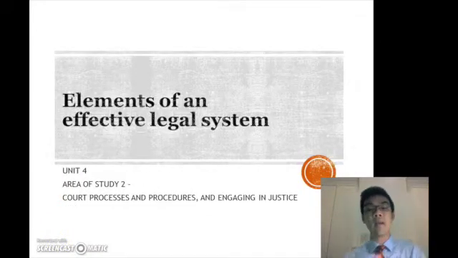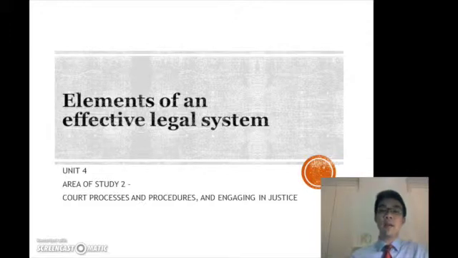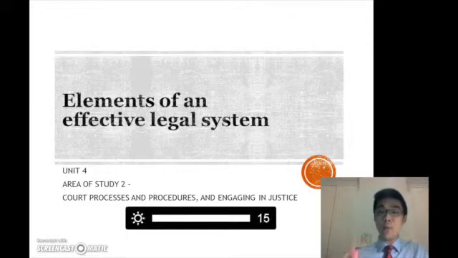So let's make a start. The first thing we're going to look at is this idea that an effective legal system is made up of different elements. We can break it down into smaller parts. And it's really important at this stage to recognize that I'm not talking about the elements of an effective law. And if you mix those things up, you'll be talking about the wrong topic.